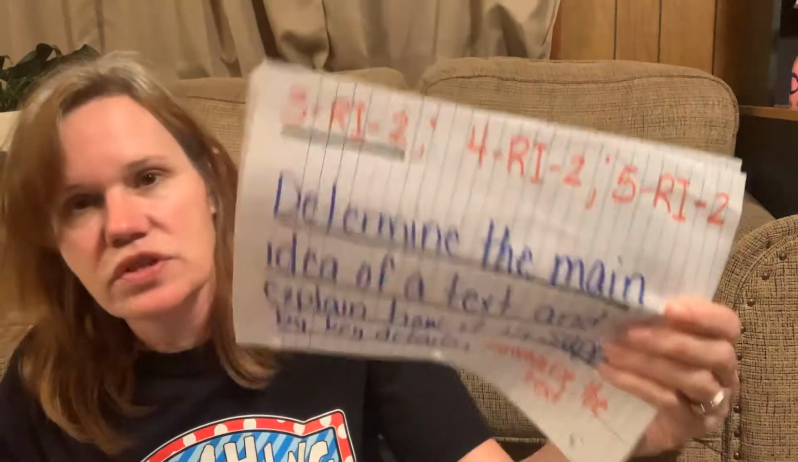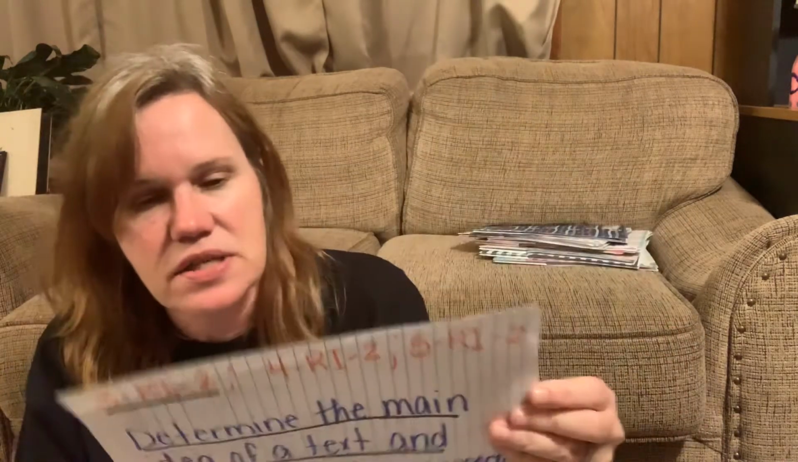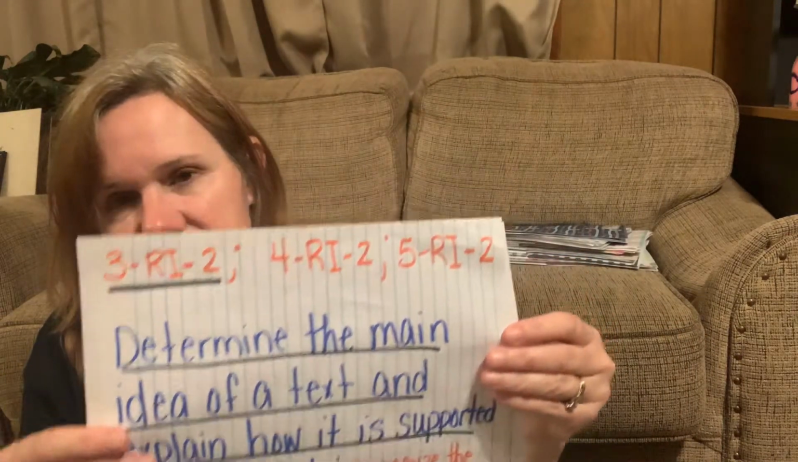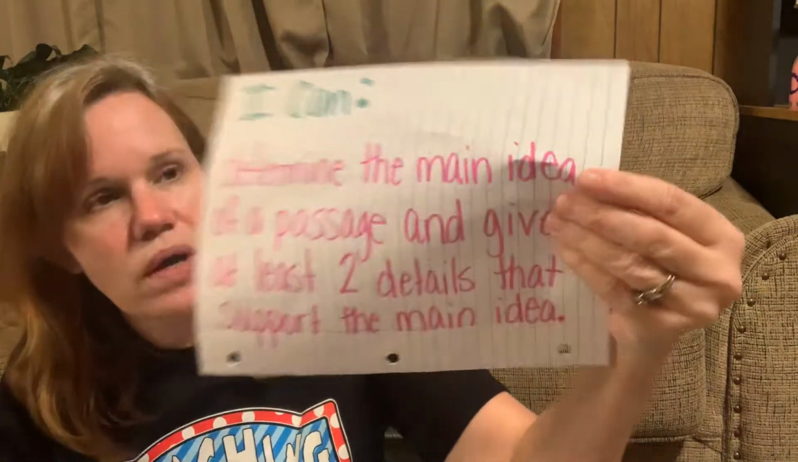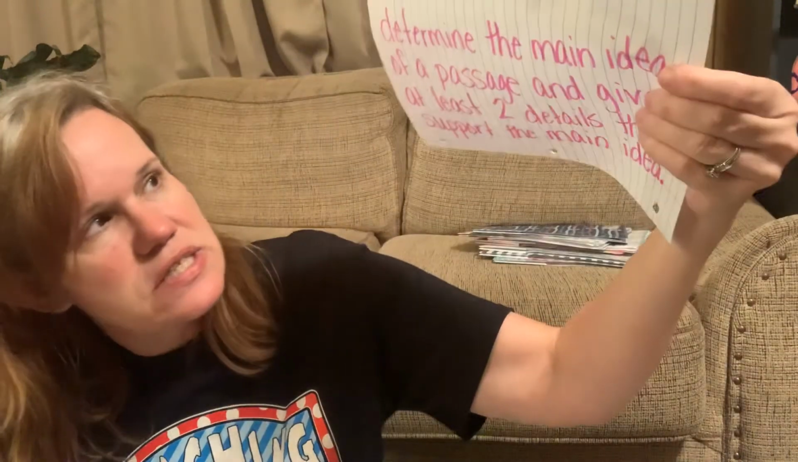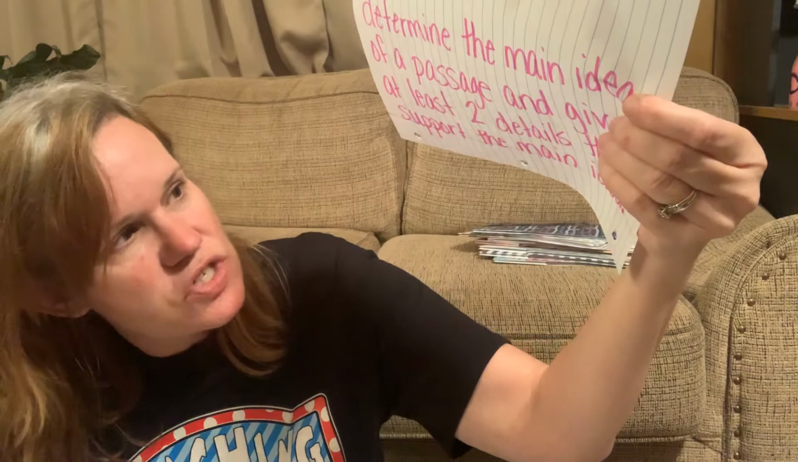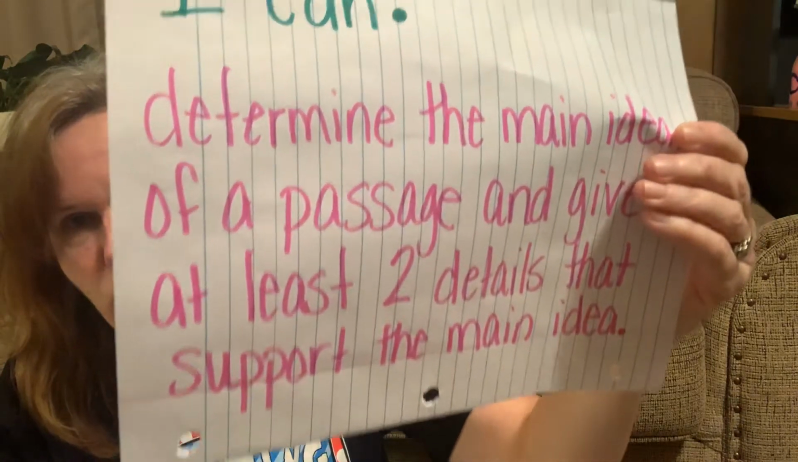I took the standards out of 3rd, 4th, and 5th, and they're not quite the same, but I went with the 3rd grade one, and it says that we're going to determine the main idea of this text and explain how it is supported by key details. We're not really going to be summarizing the text, but that's the standard we're using. So by the time we get this done, we can determine the main idea of a passage and give at least 2 details that support the main idea. That's what we want to be sure we do.